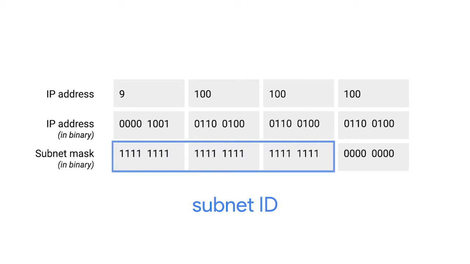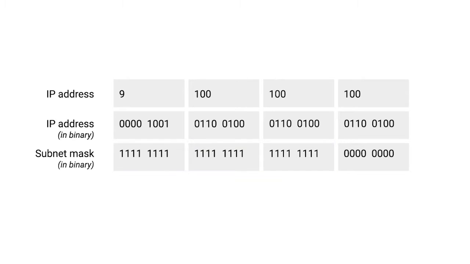You might remember that we already know how to get the network ID for an IP address. For 9.100.100.100, a Class A network, we know that this is just the first octet. This leaves us with the last 3 octets. Let's take those remaining octets and imagine them next to the subnet mask in binary form. The numbers in the remaining octets that have a corresponding 1 in the subnet mask are the subnet ID. The numbers in the remaining octets that have a corresponding 0 are the host ID.